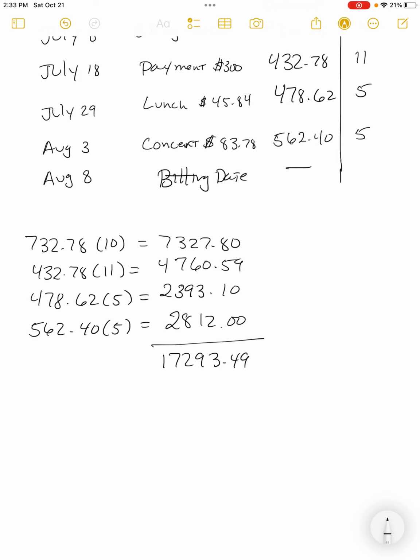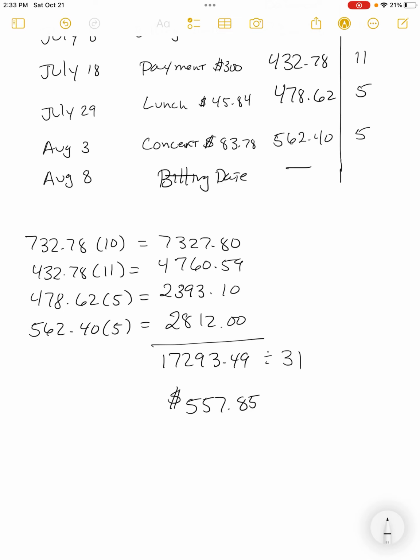But remember, that's the balance with all the weights attached. So I need to divide by the number of days, which is 31. So I'll leave this number in my calculator, divide by 31, and I get 557.854. And that's exactly what that average daily balance answer they said should have been.